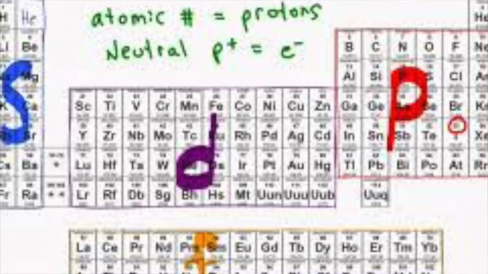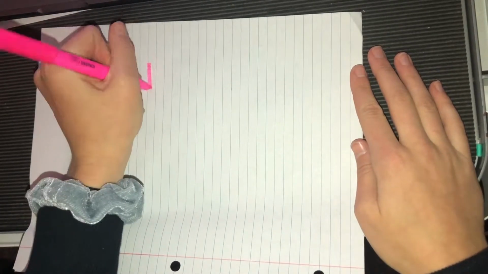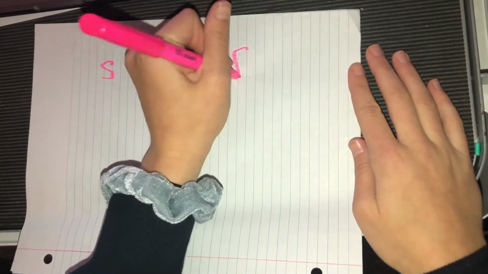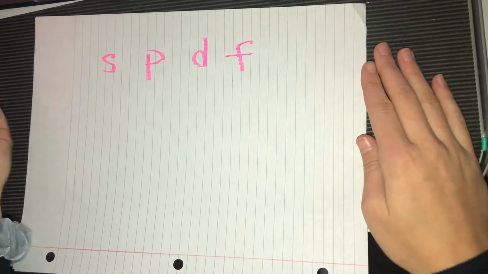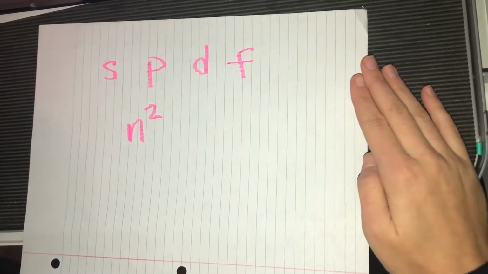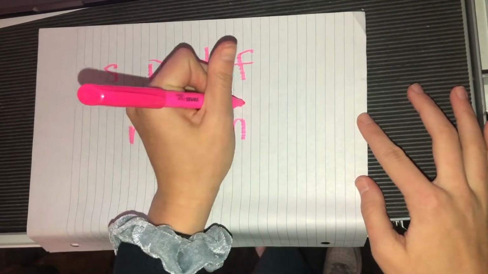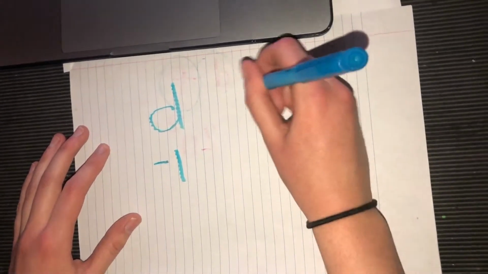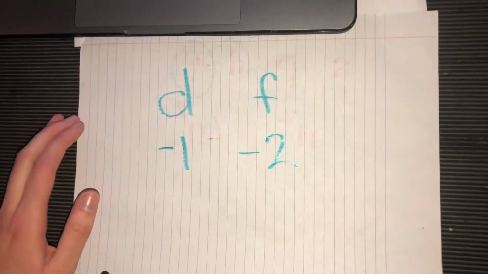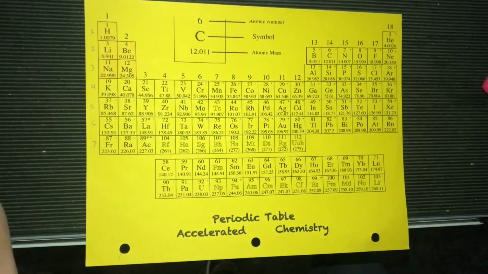Let's review some information about orbitals. The number of orbitals in the shape blocks, S, P, D, and F, and then the energy levels can be calculated by N squared. The maximum number of electrons can be calculated by 2N squared. Another important thing to remember is that the D block is 1 energy level lower, and the F block is 2. So let's go through the order of filling orbitals when writing an electronic configuration.